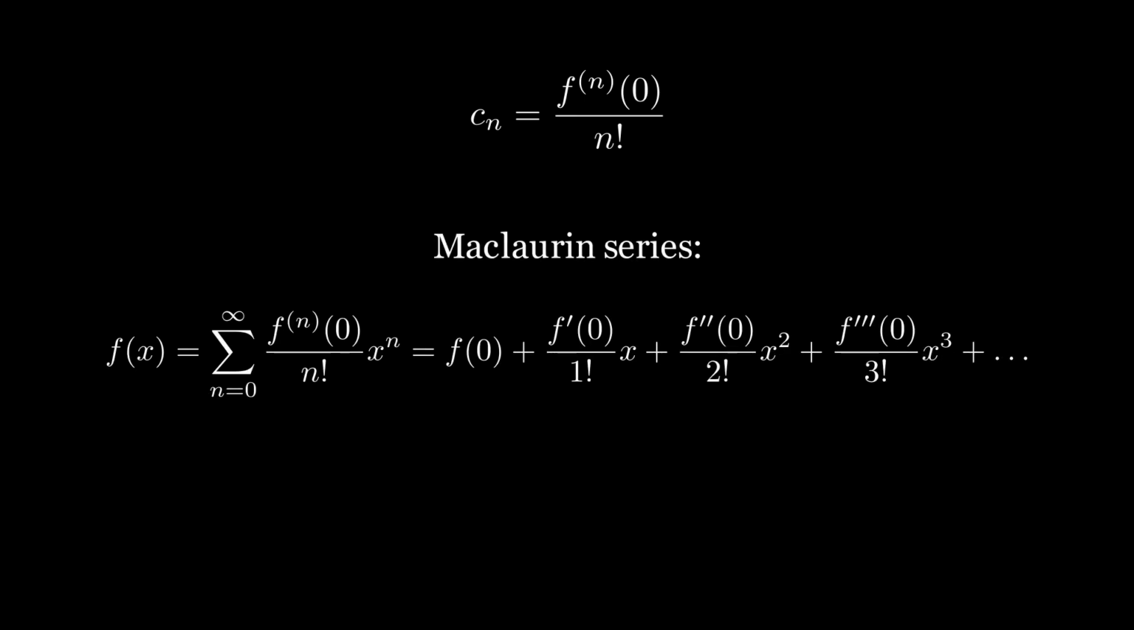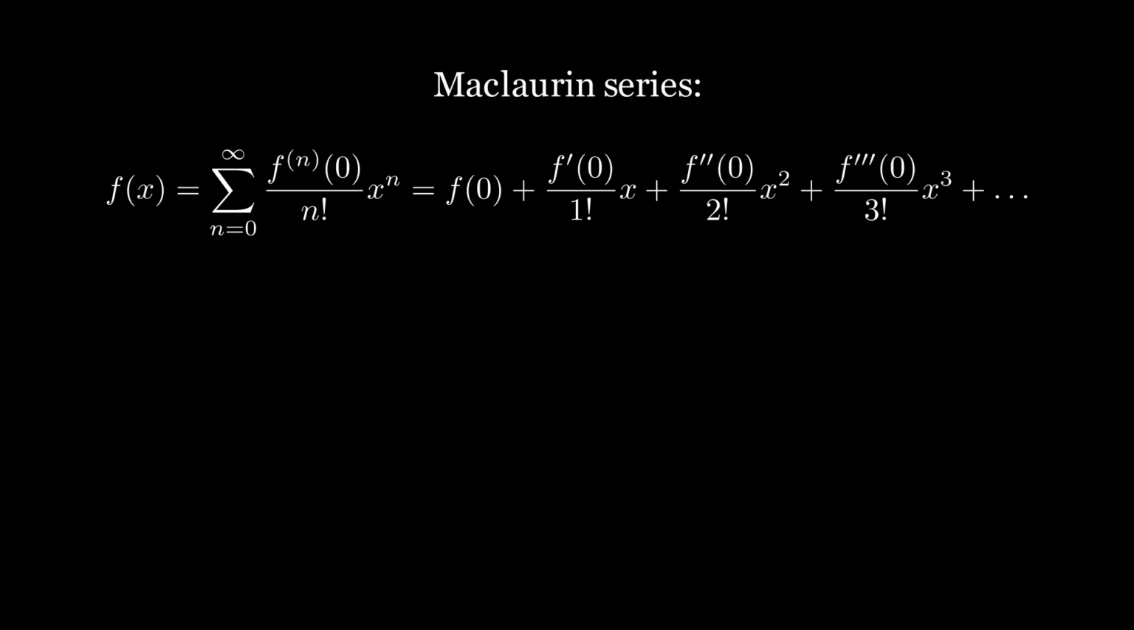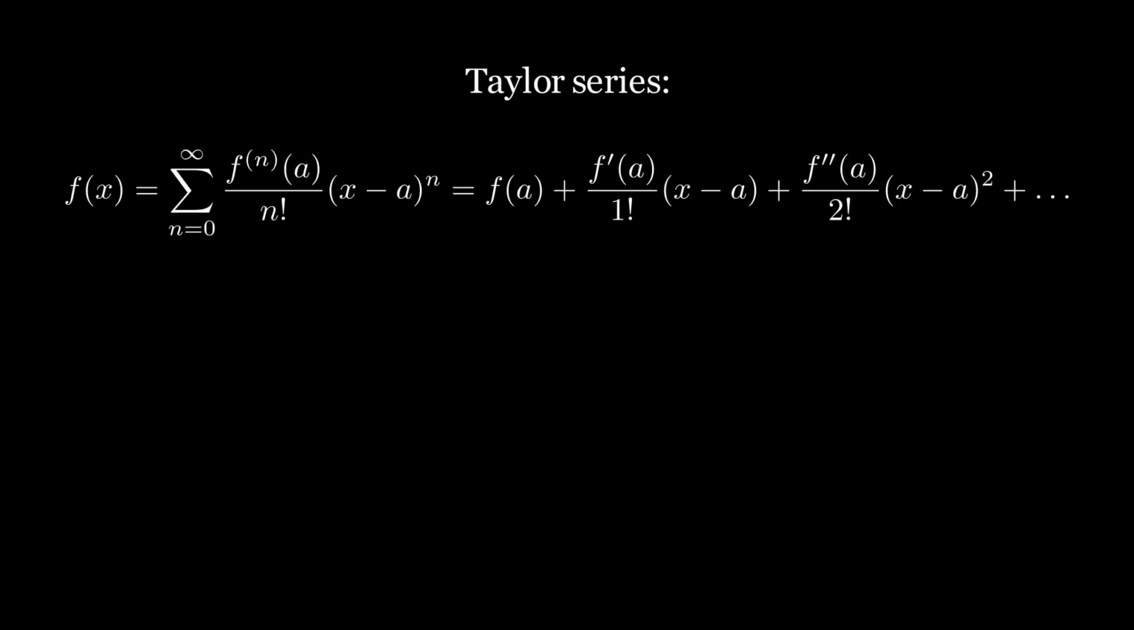So clearly, the coefficient Cn is equal to the nth derivative of the function evaluated at 0 divided by n factorial. This is the so-called Maclaurin series. More generally, the Taylor series is defined as an infinite power series with coefficients calculated from the values of a function's derivatives at a single point. Specifically, if a function f of x is infinitely differentiable at point A, then its Taylor expansion around that point is given by this formula. Note that the Maclaurin series is only the special case of the Taylor series when A equals 0.